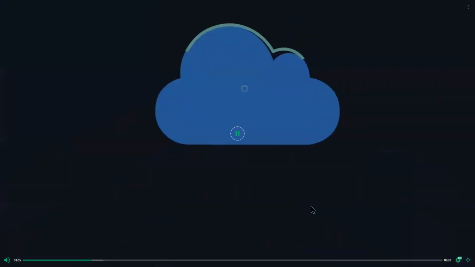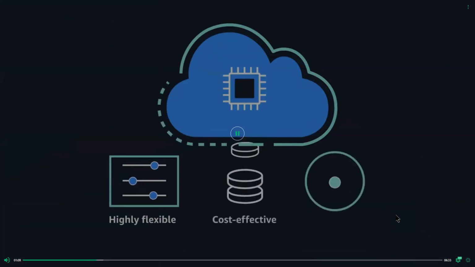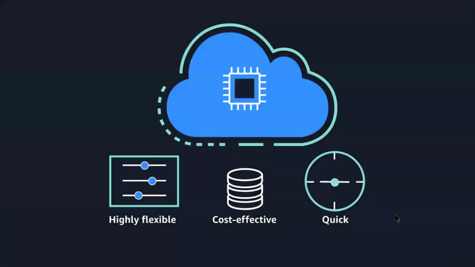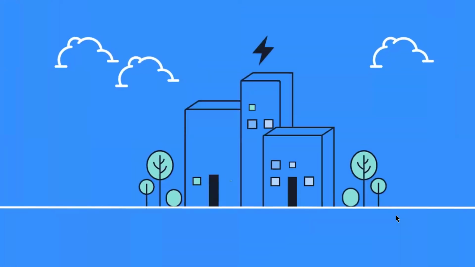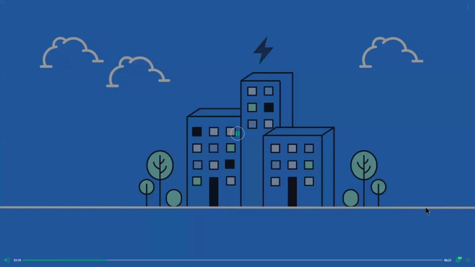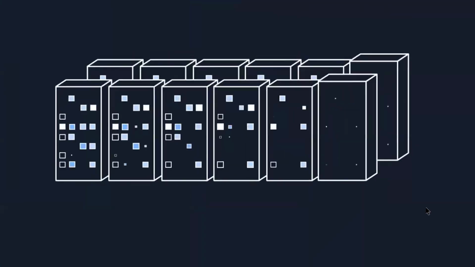When you're working with AWS, those servers are virtual, and the service you use to gain access to virtual servers is called EC2. Using EC2 for compute is highly flexible, cost-effective, and quick when you compare it to running your own servers on premises in a data center that you own. The time and money it takes to get up and running with on-premises resources is fairly high.